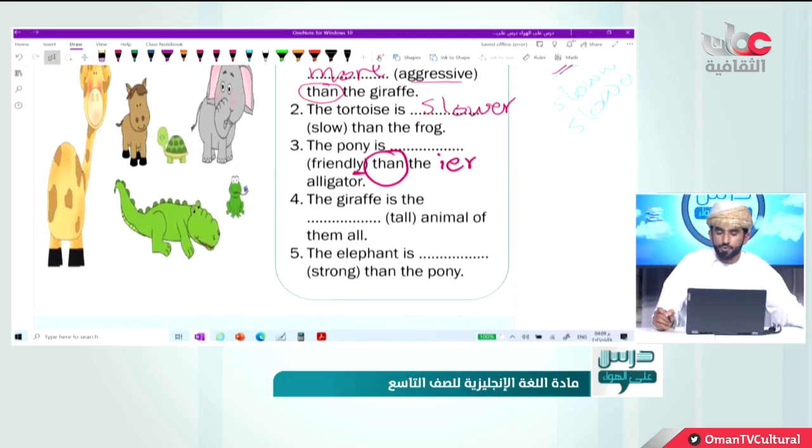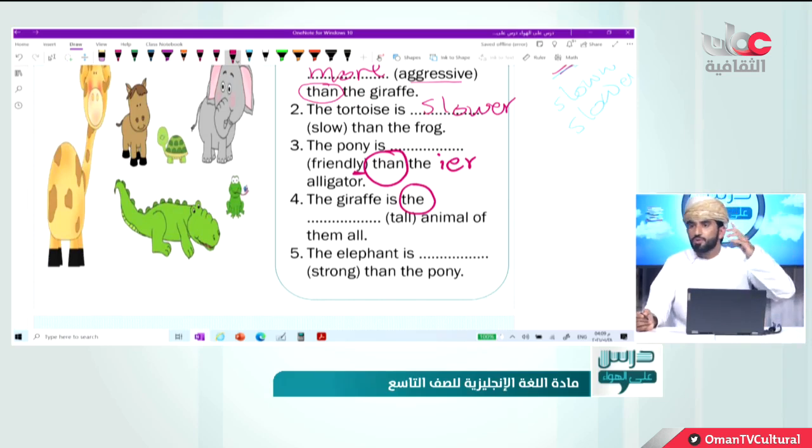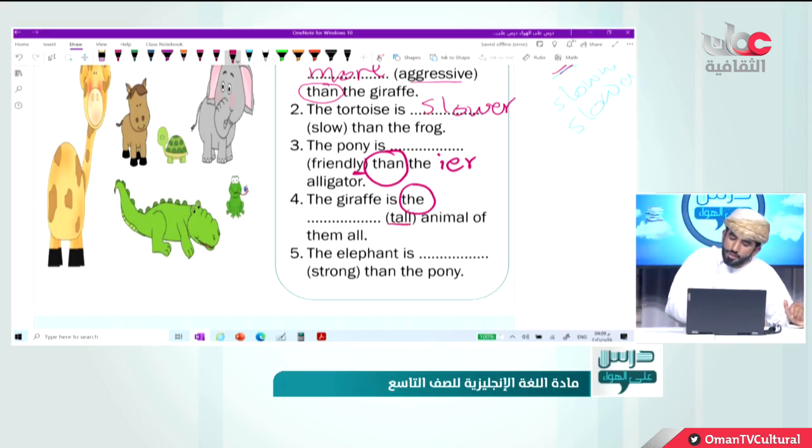Let's go to number four. The giraffe is what? Is the, have a look. We use "the" to describe superlatives. Very good. So what should we add? Is it one syllable or two? One syllable, exactly. What should we do? Tall, EST. Well done, group A. Yes, we should add EST. The tallest.